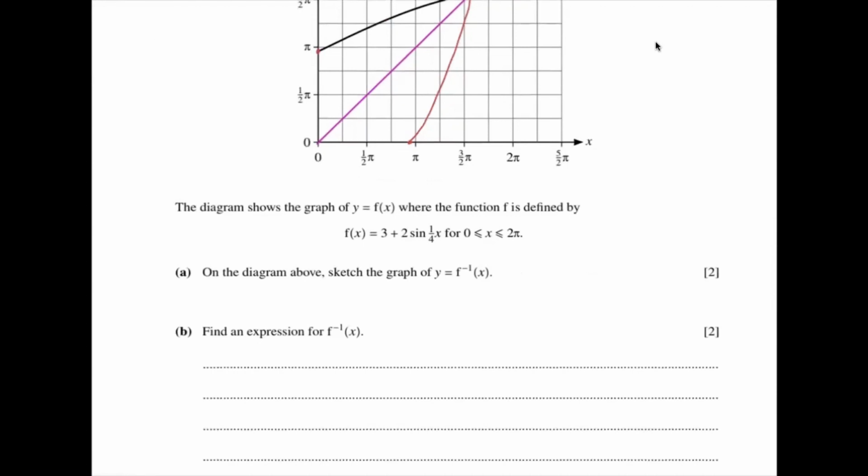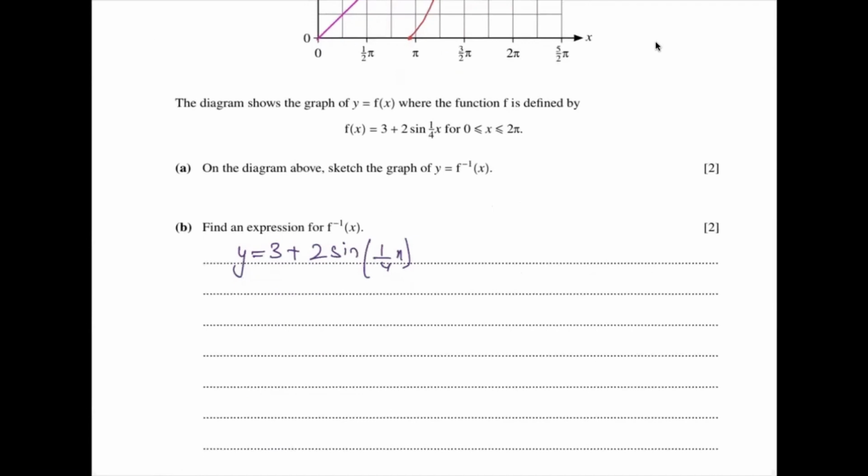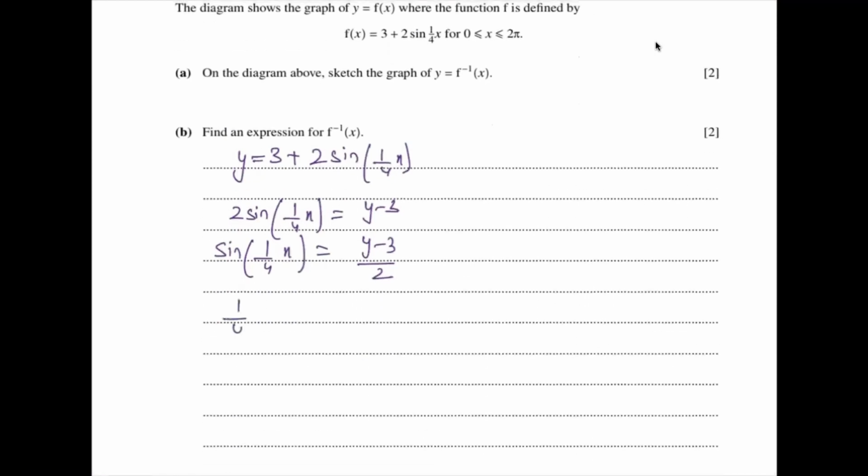Now the next part says find an expression for the inverse function. So f of x is equal to 3 plus 2 sine 1/4 of x. To find the inverse function, we have to make x the subject. So that's going to be 2 sine 1/4 of x equals y minus 3. Sine of 1/4 of x is going to be equal to (y minus 3) upon 2. 1/4 x would be equal to sine inverse of (y minus 3) upon 2. And x would be equal to 4 times sine inverse of (y minus 3) upon 2.